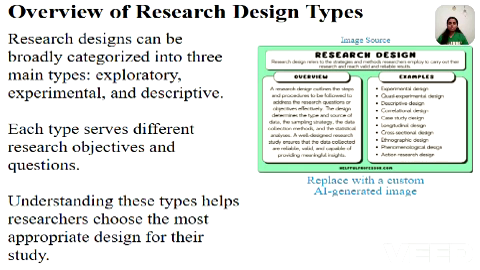Next comes the overview of the research design types. Research design can be broadly categorized into three main types: exploratory, experimental, and descriptive. These are the three main types of research design. Each type serves different research objectives and questions. Understanding these types helps researchers choose the most appropriate design for the study. For example, we can give experimental model, descriptive design, conceptual design, case study design, longitudinal design, cross sectional design, action research design, and many more.